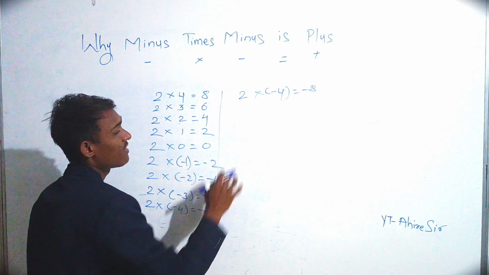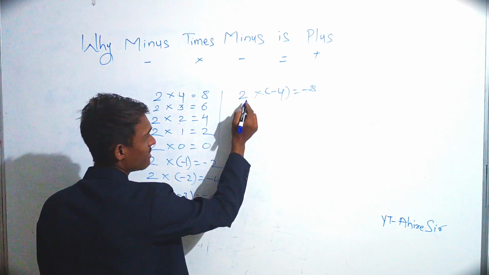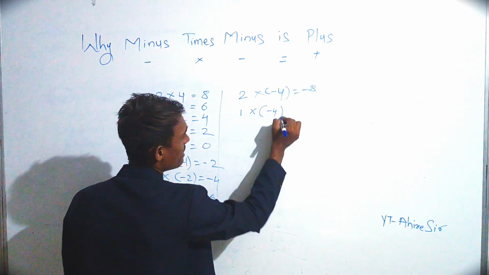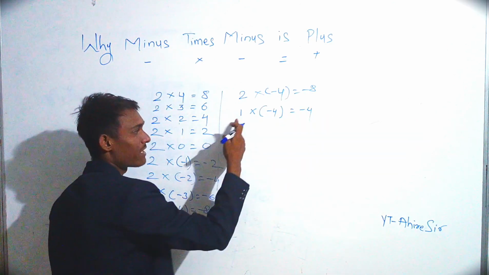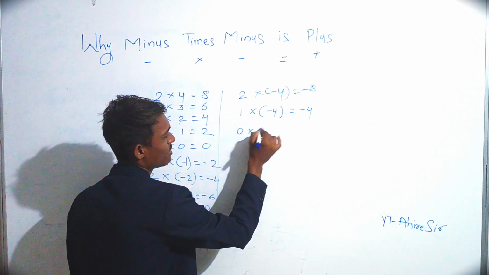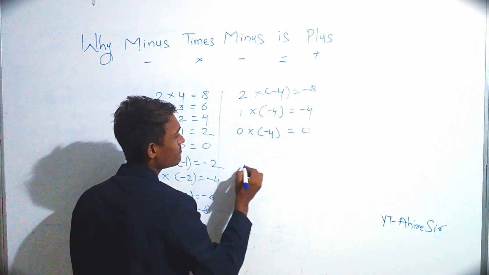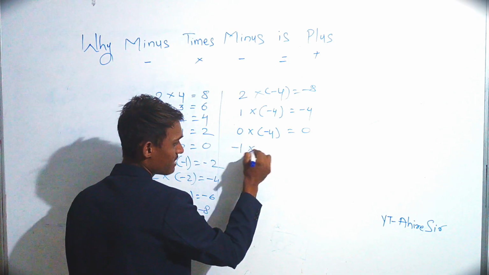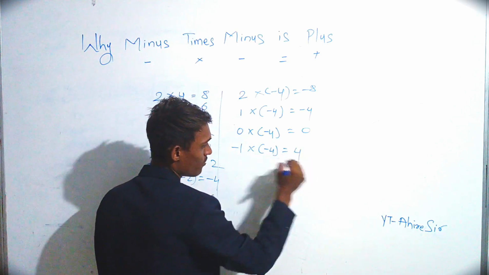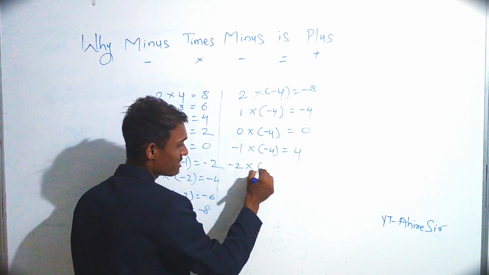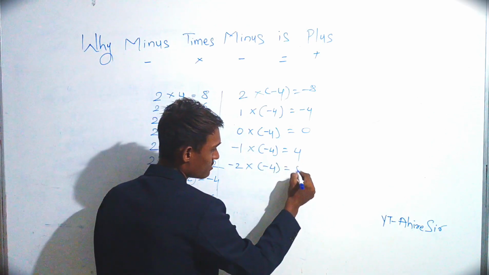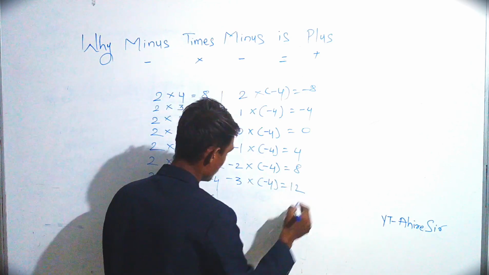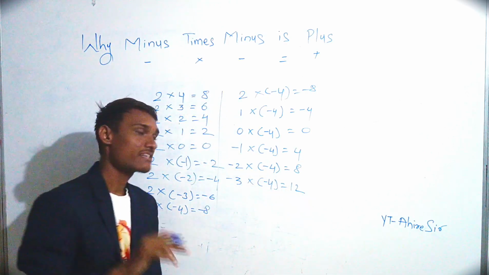By reducing the first number, from 2 we reduce 1. We get 1 into minus 4, which is minus 4. Reducing 1 from 1, we get 0 into minus 4, which is 0. Reducing 1 from 0, we get minus 1. Minus 1 into minus 4 is 4. Again, minus 2 into minus 4 is 8. Minus 3 into minus 4 is 12. Here is the one clue.